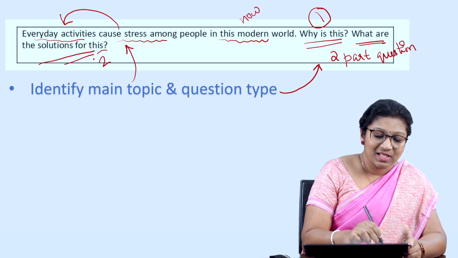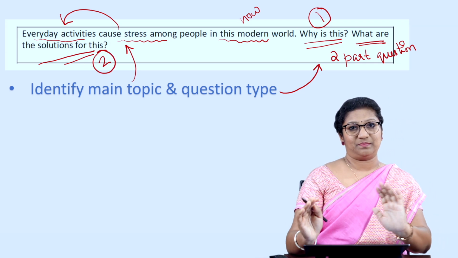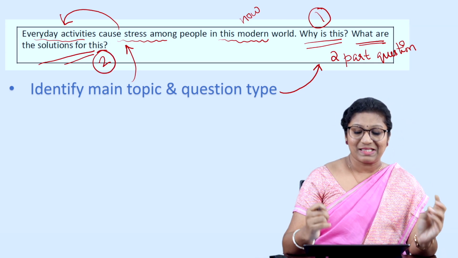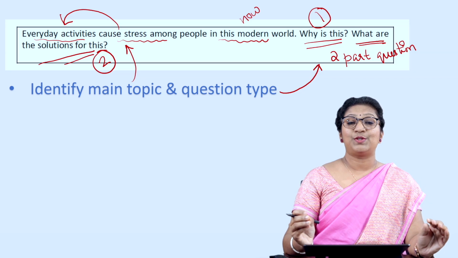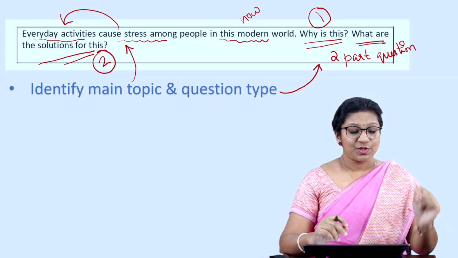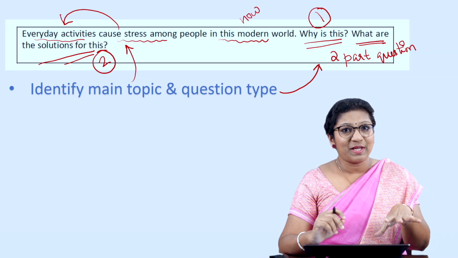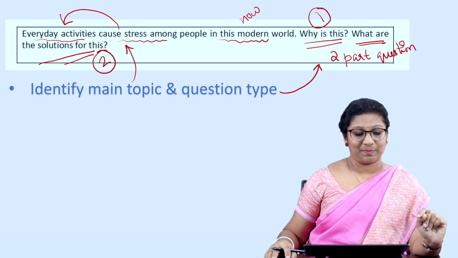So this is the second part of the question, 2-part. First question, why is this? Second question, what are the solutions for this? So always identify the main topic given to you plus the question type.